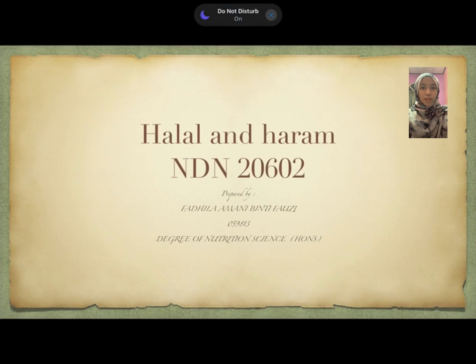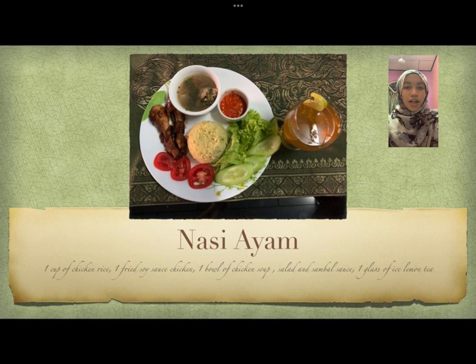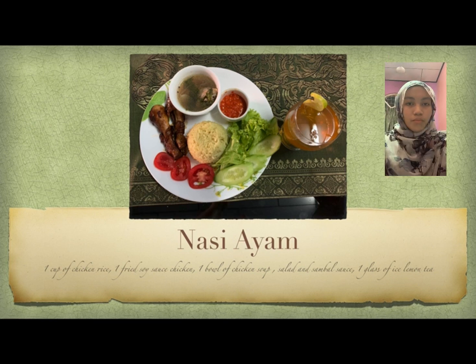So today I will present about halal control system with a specific daily menu, which is nasi ayam. The menu that I have prepared is 1 cup of chicken rice, 1 bowl of chicken soup, 1 drumstick of fried soy sauce chicken, and 1 cup of sambal sauce with salad, tomato and cucumber, and a drink of a glass of ice lemon tea.